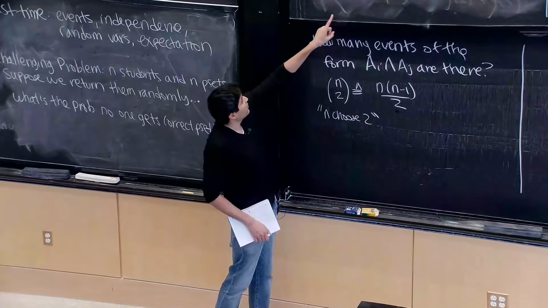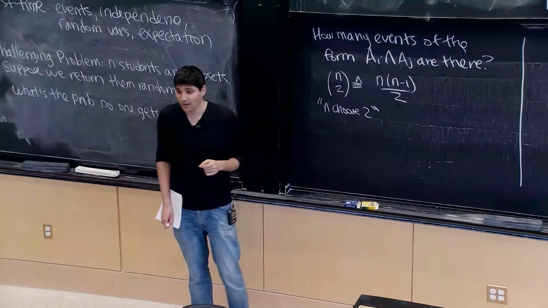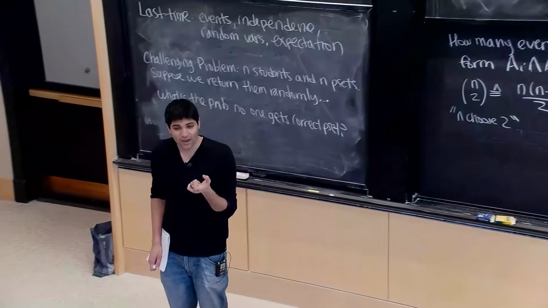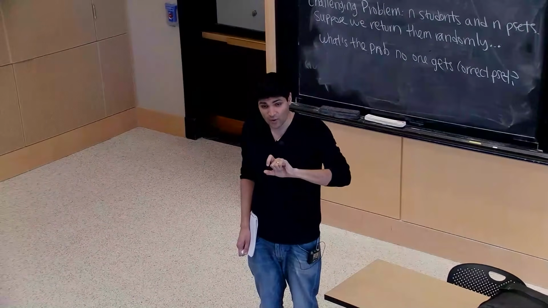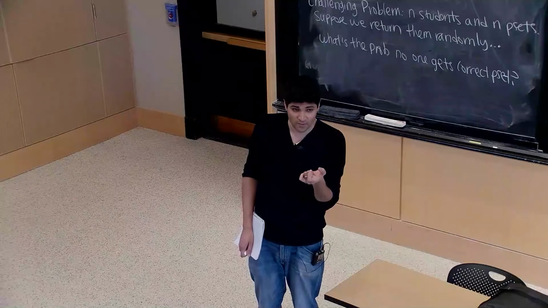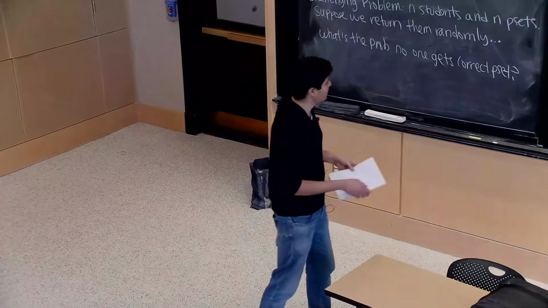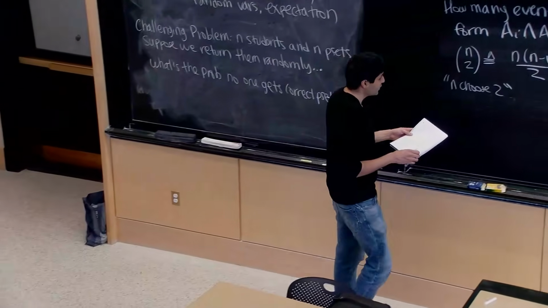Because I only care about the unordered pair ij. I don't care about what order they have. So each pair of events happens two different ways, both with i being the first thing and j being the second, and vice versa. All right, so now we're in good shape.